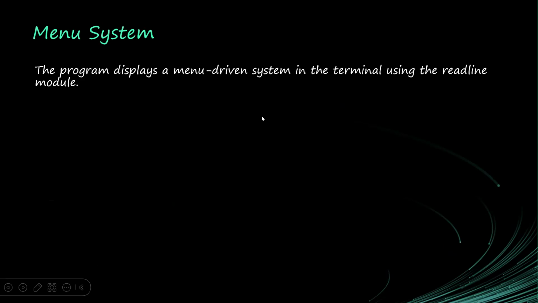So we also have the menu system. The menu system displays a menu-driven system in the terminal using the readline module. Now this readline module is a built-in module from Node.js. We use it to get input from a user. So we are not going to talk about it here. Well, we'll talk about it when we start talking about Node.js.